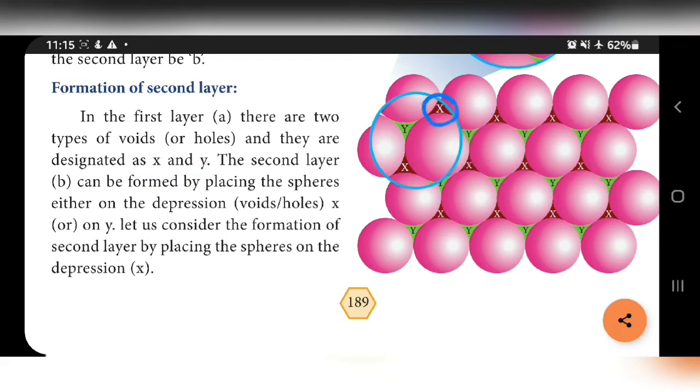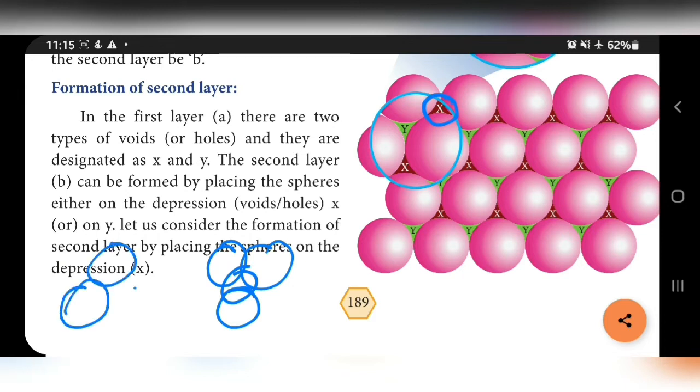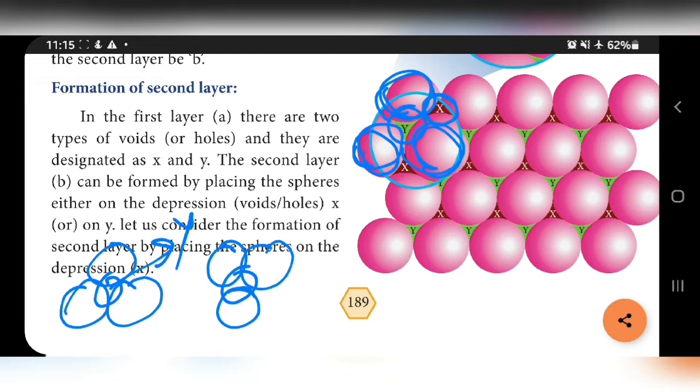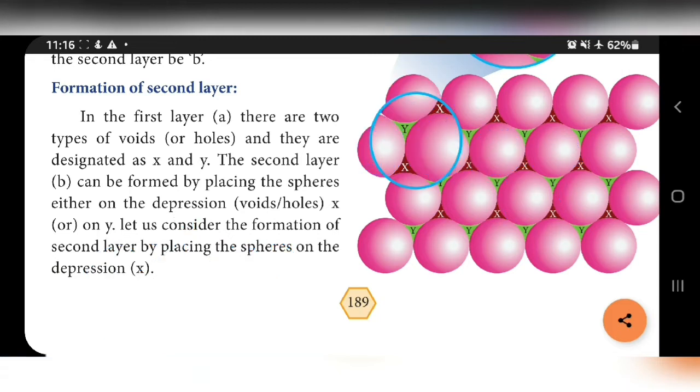See here, this void is termed X, that is, in the first row 2 atoms, in the second row 1 atom, this junction is termed X. In the first row a single atom, in the second row 2 atoms, this junction is termed Y. See here, this atom and this atom and this atom, in the first row 1 atom, in the second row 2 atoms, this junction is termed Y. In the first row 2 atoms, in the second row 1 atom, that type of void is designated X. So in the first layer A, there are two types of voids, designated X and Y.